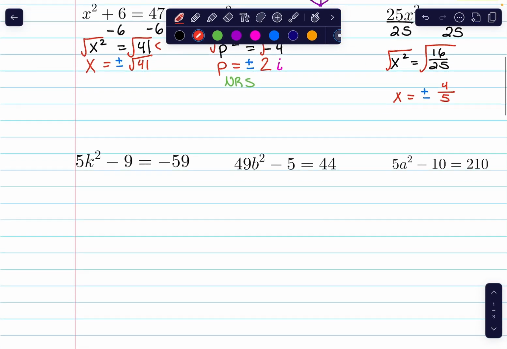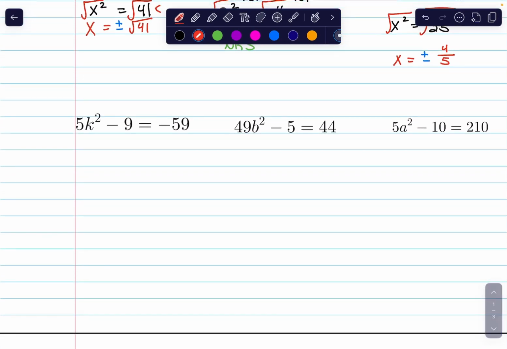Last 3. All right, so what I'm going to do is I'm going to pause my screen. I'm going to do the first one. So again, we're just solving. This is nothing more than a solving equation. Also, can we change this problem to look like that? So -49b squared plus 5 equals -44. So I'm going to change that problem. Okay, so we're just solving like a two-step equation.